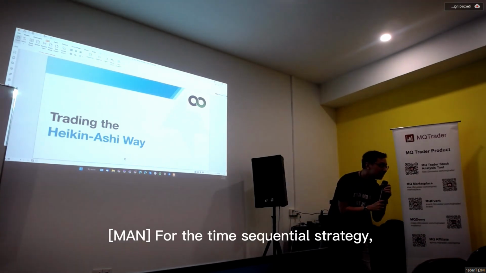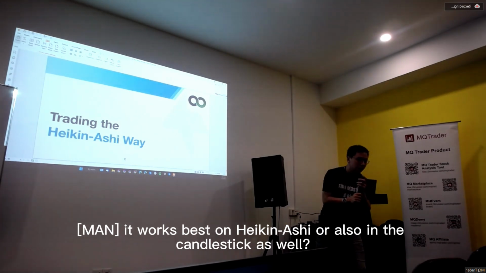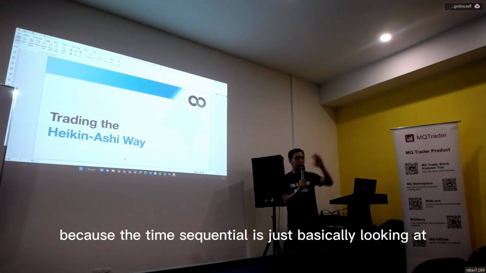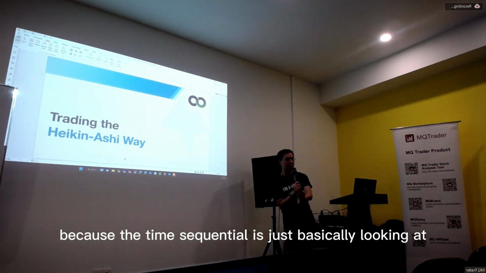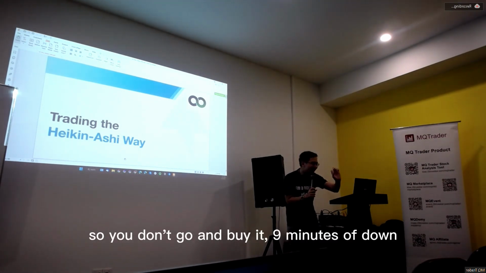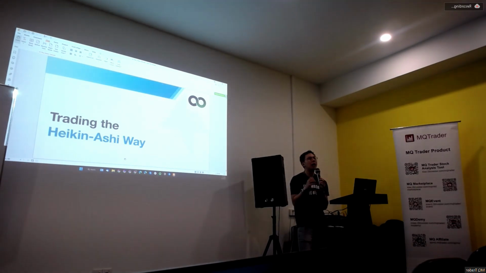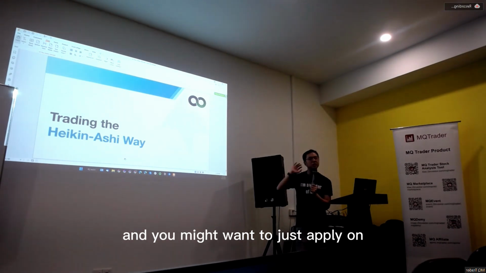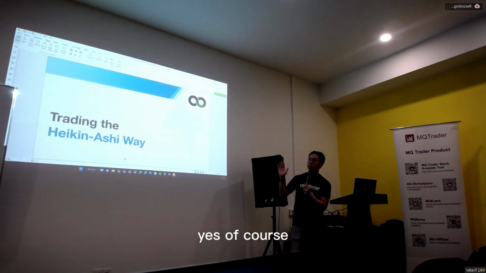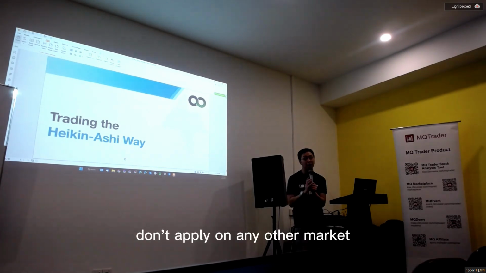For the time sequential strategy, it works best with Heikin-Ashi or also with the candlestick. It doesn't matter, Heikin-Ashi or candlestick, because the time sequential is just basically looking at down, down, down, down, down. But it's in days. So you don't apply 9 minutes of down. It needs to be from the daily perspective. And you might want to just apply it on the stock market, because the study of that actually comes from the stock market. So don't apply it on any other market.